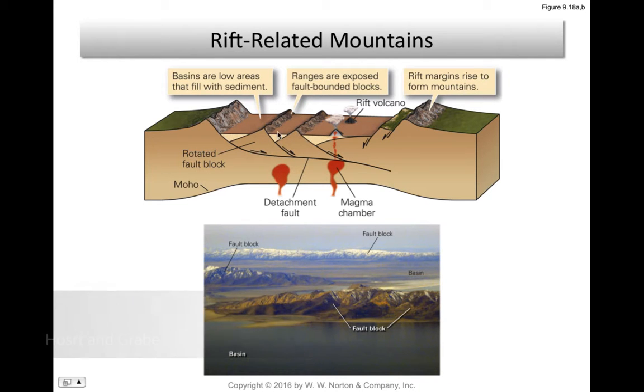So we have a horst and graben topography, and this is very typical of the western United States. From basically the Sierra Nevada all the way out into Utah, we have a region called the Great Basin, and it's characterized by basins and ranges. So geologists call it the Basin and Range Province, which is typical of these horsts, which are the mountain blocks, the fault blocks, and the grabens, which are the basins.